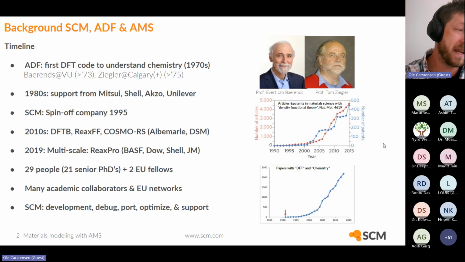And up to this day, we continue expanding and growing the Amsterdam modeling suite. The latest thing that we have been working on is extending into the multi-scale modeling region.